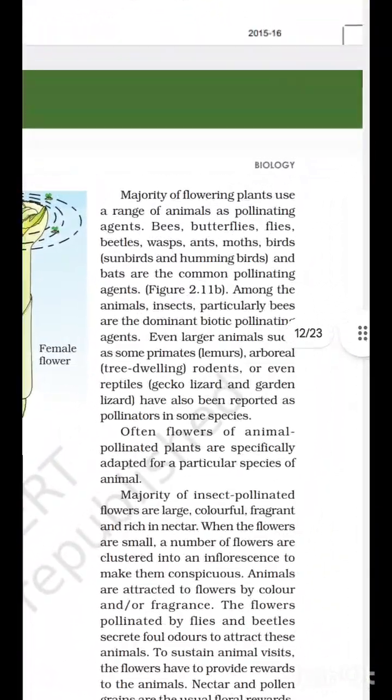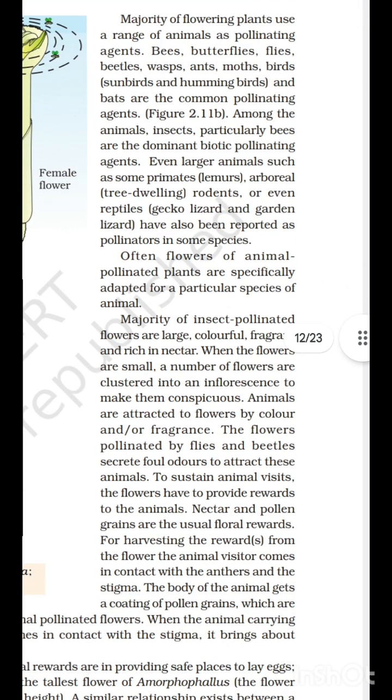Then the majority of flowering plants use a range of animals as pollinating agents. Bees, butterflies, beetles, wasps, ants, moths, birds are common pollinating agents. Even larger animals such as primates, lemur, arboreal rodents and even reptiles also act as pollinating agents.